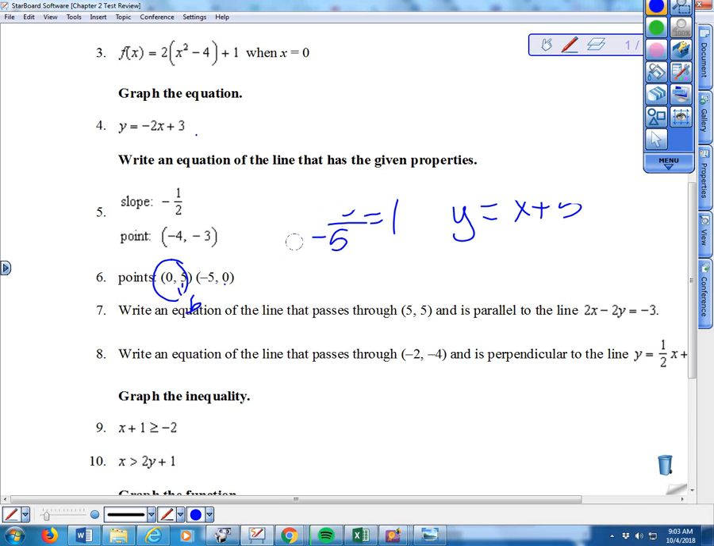Write an equation of a line that passes through (5, 5) and is parallel to this line. Well, if it's parallel, what do we know about the slopes? The slopes are equal or the same. What is the slope of a line in standard form? Who remembers the equation? Negative A over B. If you can't remember that, the only other choice you have is to take this equation and convert it to y equals mx plus b. So we'll do it both ways. Okay. First, I can see the slope should be negative 2 over negative 2, which is 1. But let's go ahead and convert it to y equals mx plus b.